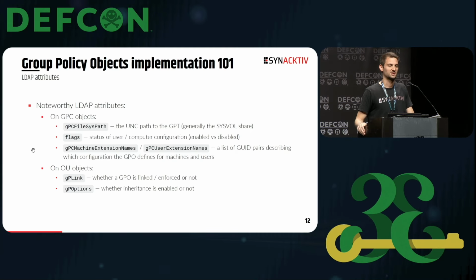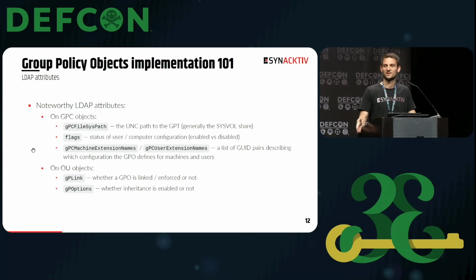Okay, so let's go into the details of the first part, everything regarding the LDAP. There are some noteworthy LDAP attributes, such as on GPC objects, the gPCFileSysPath. It will indicate the UNC path of the GPT, so the SMB part, where the GPO files are located. You also have more attributes such as flags that will say the status of the user or computer configuration. It might be enabled or disabled. I will move on to that later.